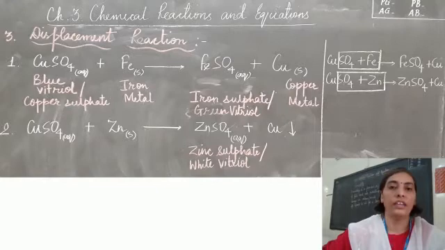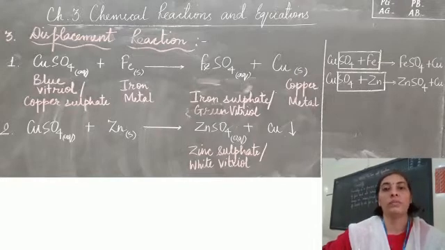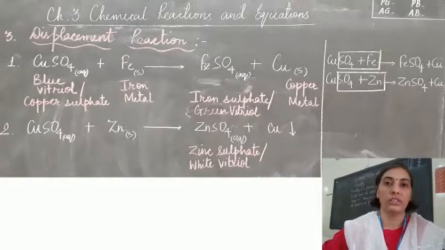So we have done two types of chemical reactions, that is combination and decomposition. We now move on to the next type of reaction, that is displacement reaction. This can even be called a substitution reaction.